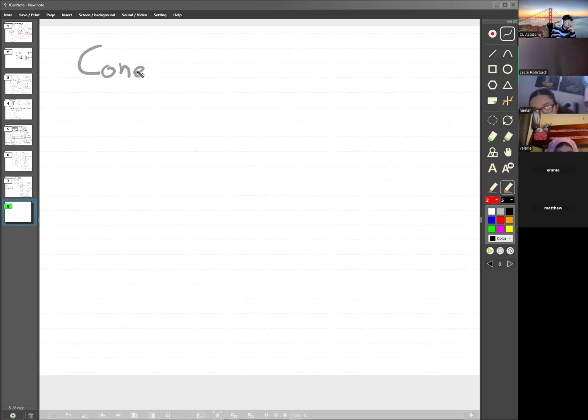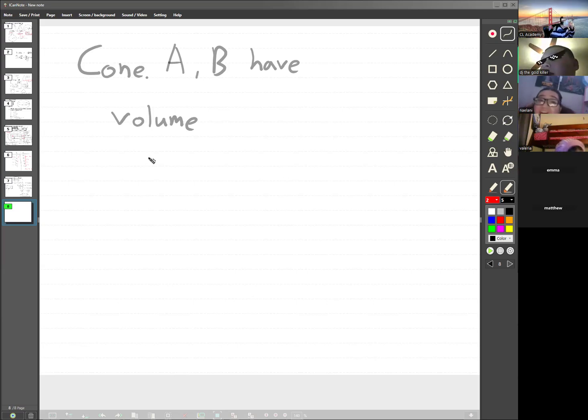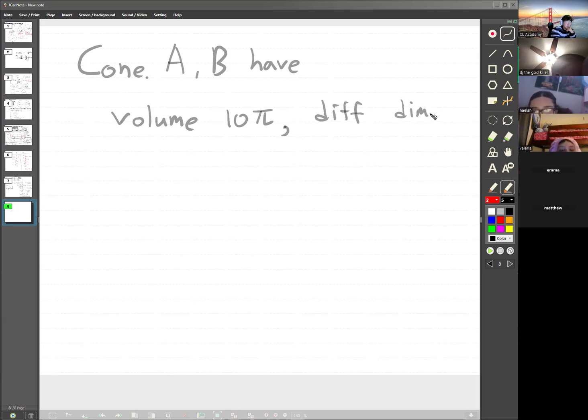Now, possibly this question. Cone A and B have the same volume. One second, let me think. But they have different dimensions. Dimensions means radius and height. That means cone A and B both have the same volume, which is 10 pi, but they have a different radius and height.